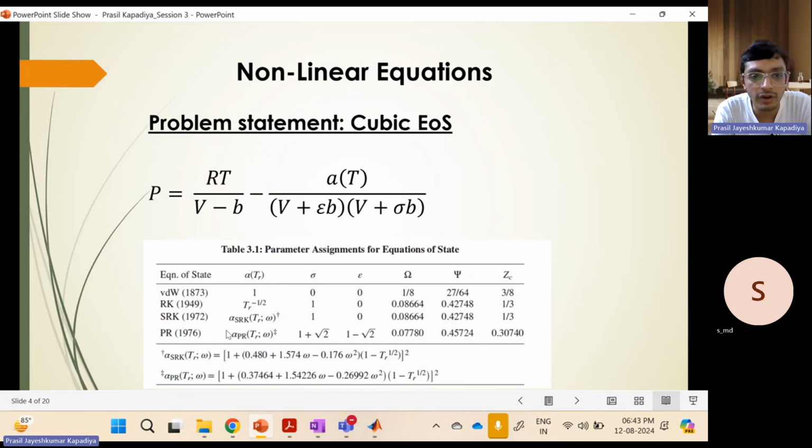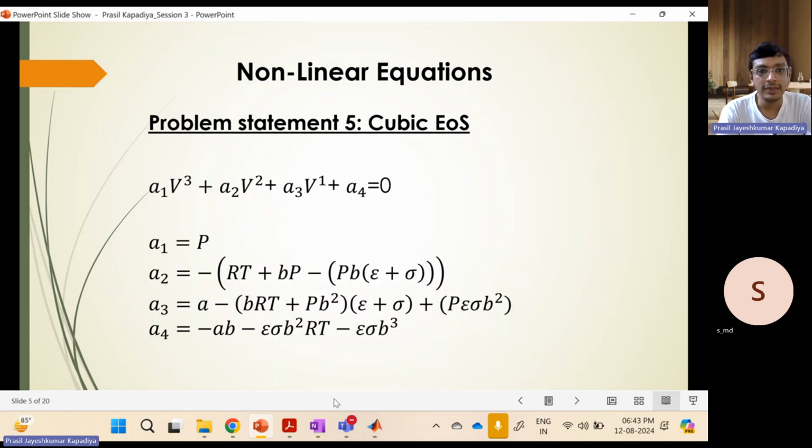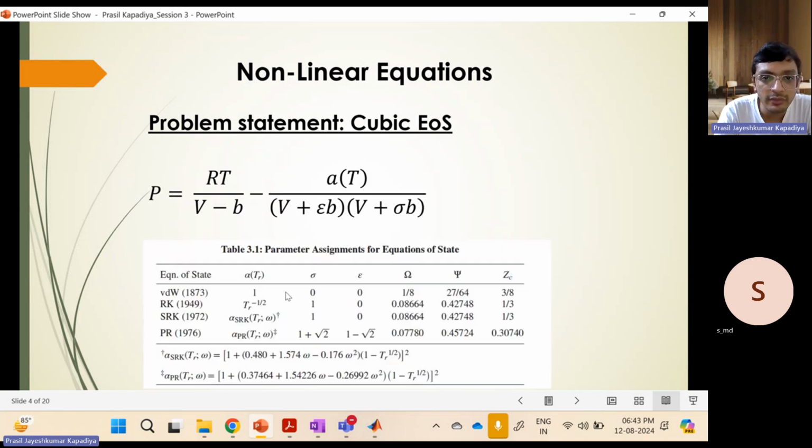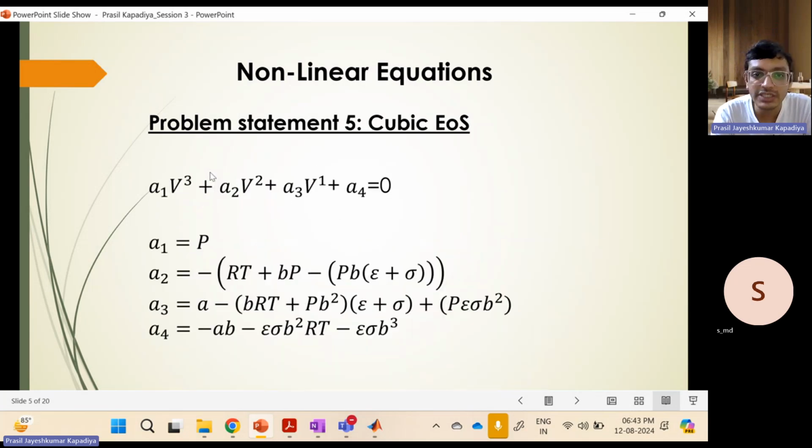So like this, Van der Waals, RK, SRK, PR, as you go from Van der Waals to PR, you can see that this alpha expression is really complex. And omega is the acentric factor that you need to know for a molecule. So this is how we can use an equation of state. And if we convert this equation into v cube, v square, v and zero terms, we get this kind of equation. Okay, so let's try to solve this equation first using the Newton-Raphson method, then using fsolve, fzero, and the roots command.